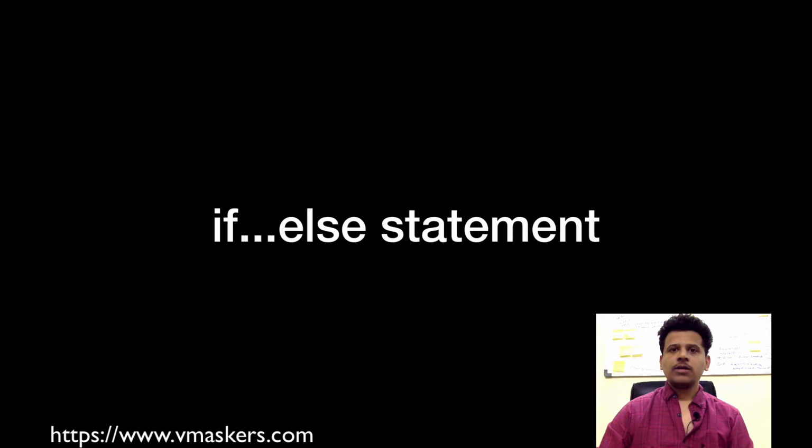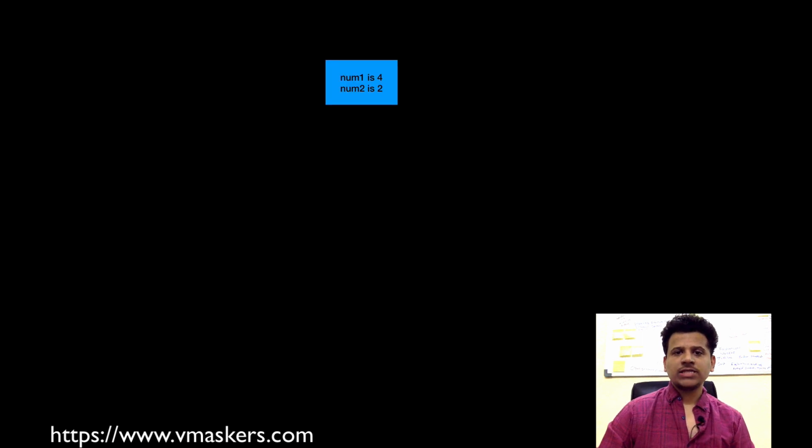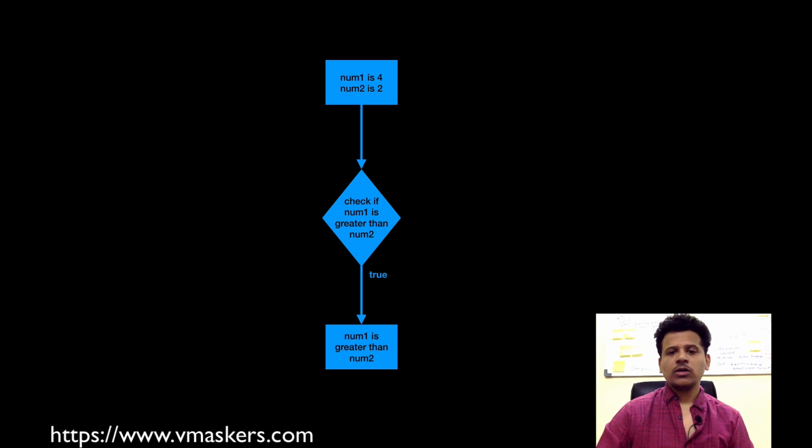Now let's see the if else statement. This is our previous example, num1 is 4, num2 is 2. We are checking if num1 is greater than num2. If it is true, then we are printing num1 is greater than num2. Now we are checking another condition. That means if this is false, then what are we going to do? We are going to declare that num2 is greater than num1.